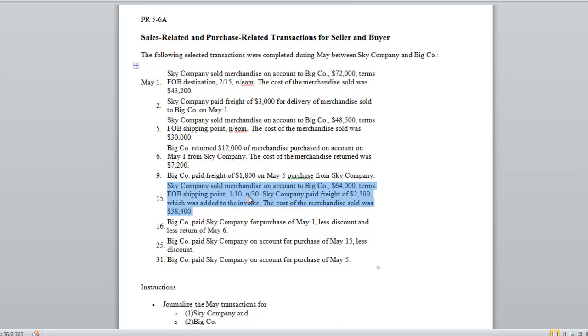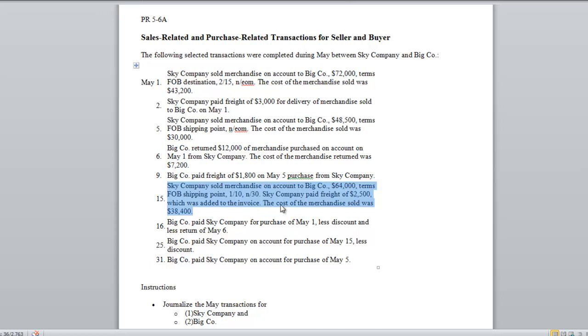Okay, and let's see here. Sky Company paid the freight of $2,500, which is added to the invoice. They went on and paid this, but it was an expense of ours as the buyer, so we're going to have to reimburse them for that. Let's take a look at what the entry looks like.